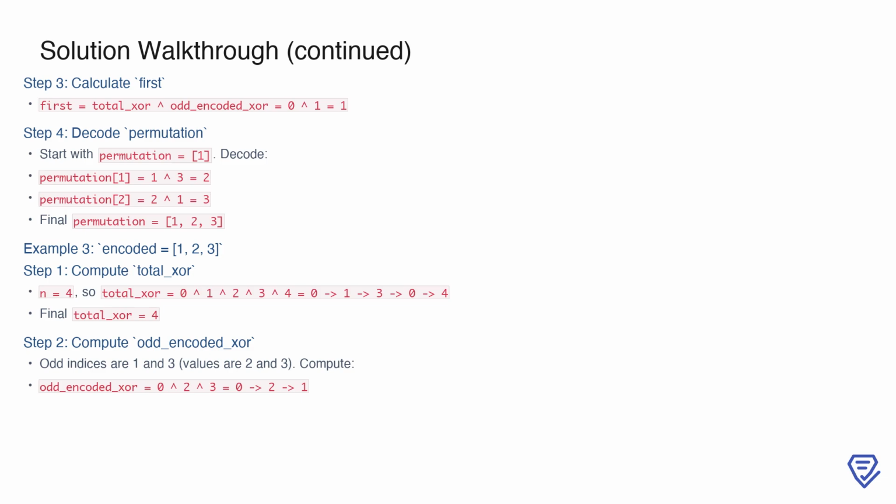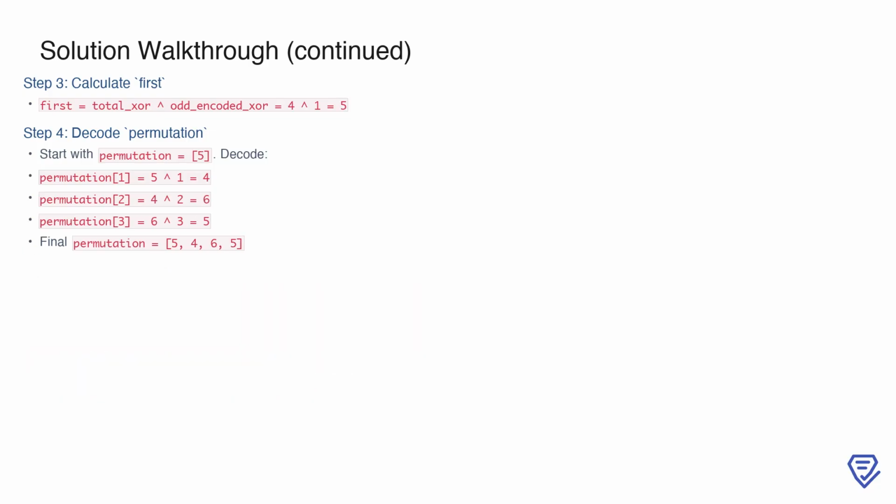For odd_encoded_XOR, we consider the odd indices 1 and 3, corresponding to the values 2 and 3. Starting with 0, XORing with 2 gives 2, and XORing with 3 results in 1. Thus, odd_encoded_XOR equals 1.